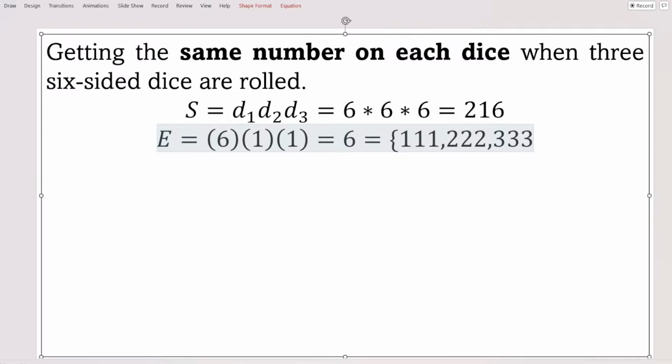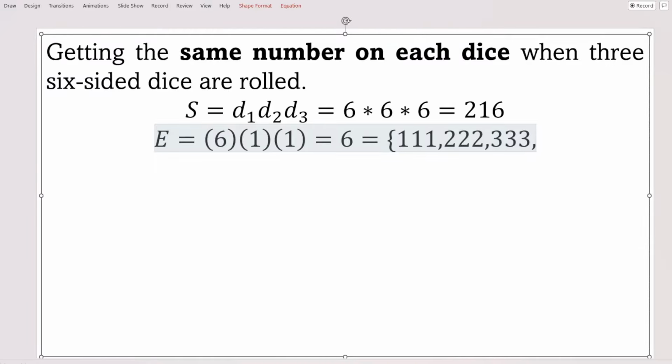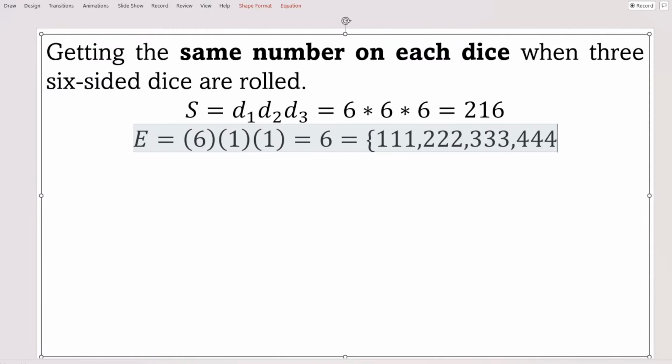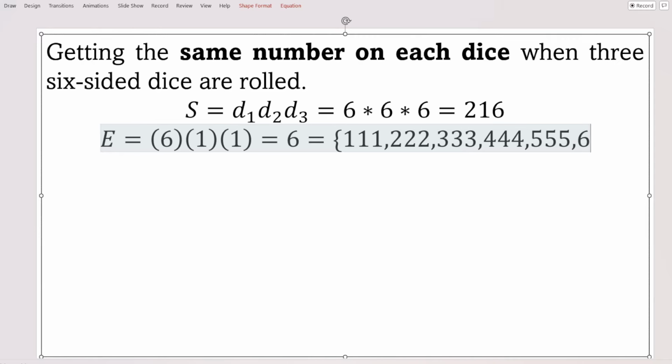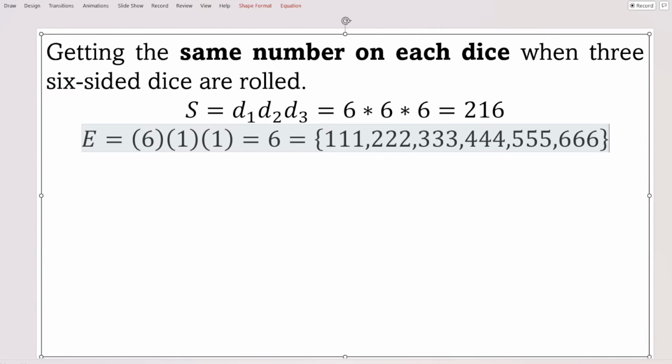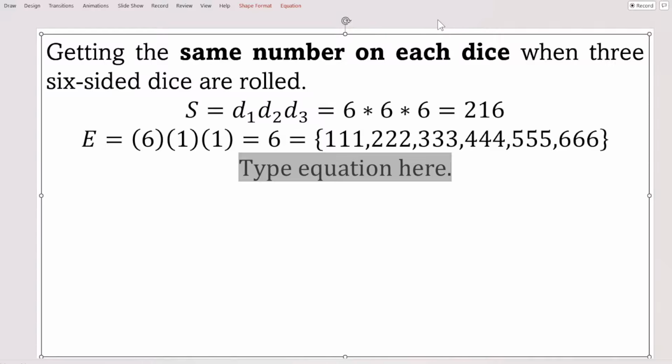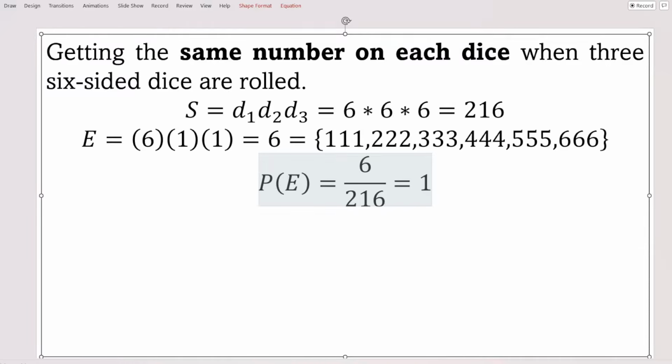Or if you want to list all the possible events wherein this can happen, you can do so: 1 1 1, 2 2 2, 3 3 3, 4 4 4, up until you get to 6 6 6. As you can see, those are all the outcomes wherein you get the same number on each dice. Okay? So the probability of E is simply 6 divided by 216, or 1 over 36.